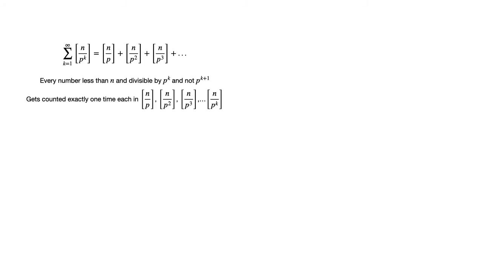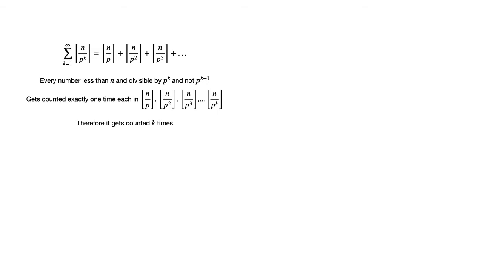Hence the finite sum as k goes from 1 to infinity of the box value of n upon p to the k, which equals the box value of n upon p plus the box value of n upon p squared plus the box value of n upon p cubed and so on, evaluates correctly the greatest power of a prime dividing n factorial. Every number less than n and divisible by p to the k and not p to the k plus 1 gets counted exactly one time each in box n upon p, box n upon p squared, box n upon p cubed and so on all the way up to box n upon p to the k.